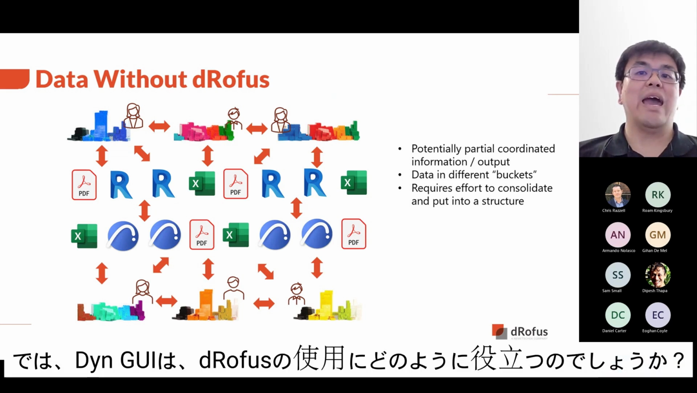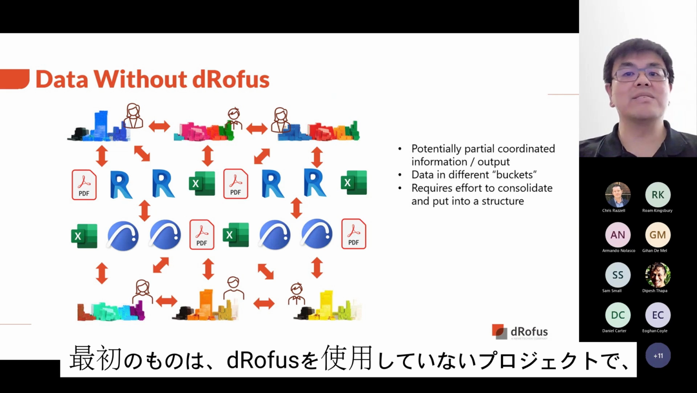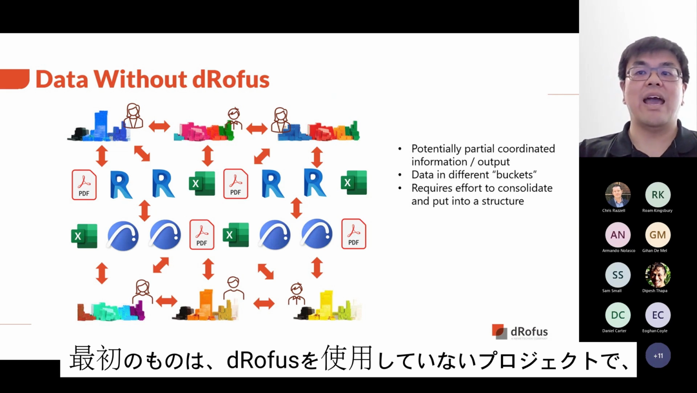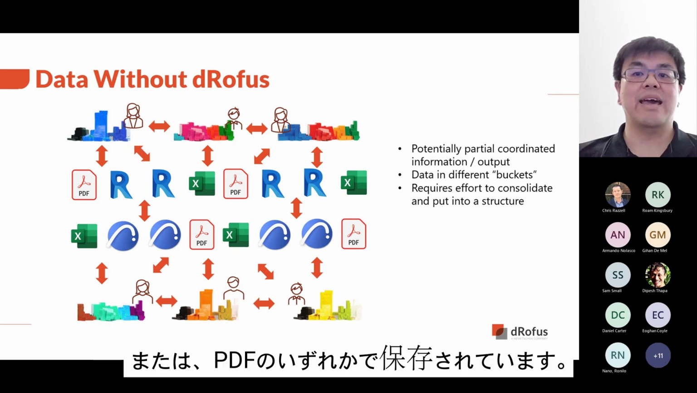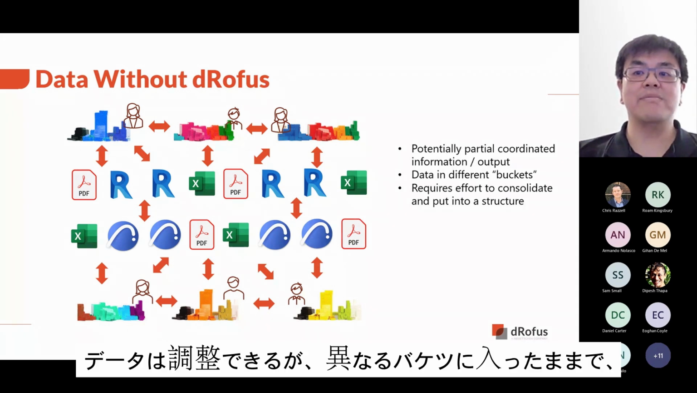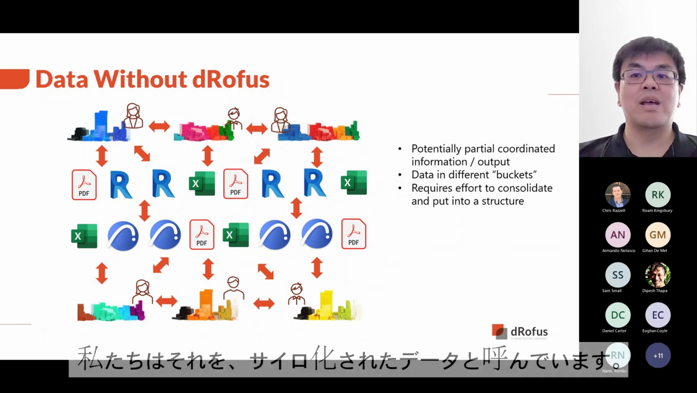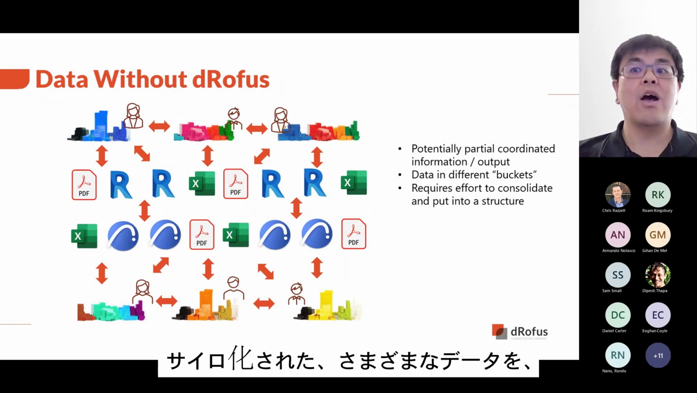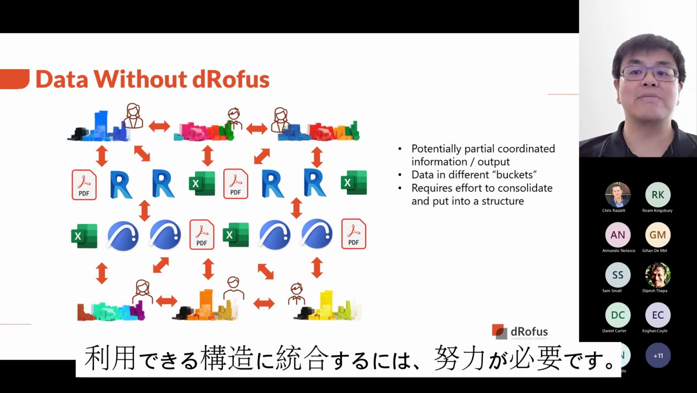So how does DynGUI help your use of dRofus? We will go through 2 scenarios. The first one is a project that's not using dRofus, and the information is stored either in the native model format, Excel files, or PDF. The data can be coordinated, but they remain in different buckets, or what we call siloed data. It requires effort to consolidate all the different silos of data into a structure that can be utilized by all the project participants.